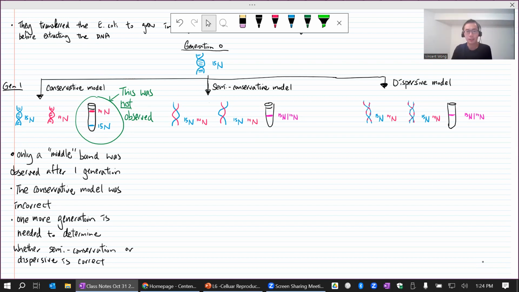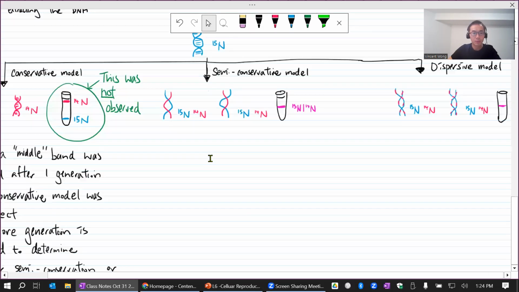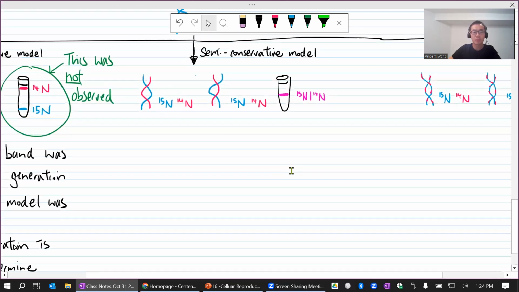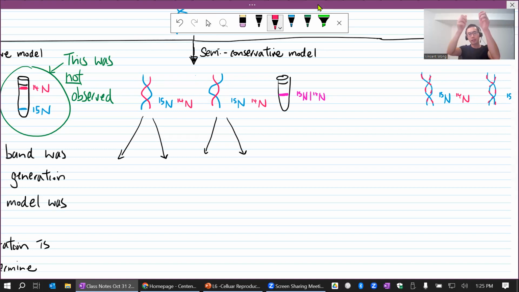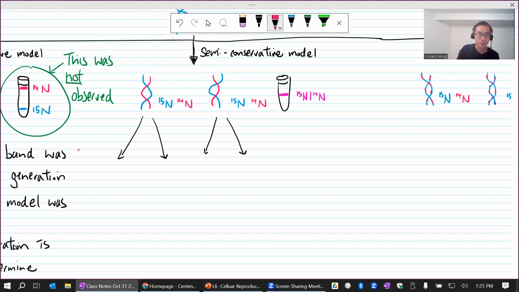All right, let's take a look at what happens if we do it for another generation. Let's focus on the semi-conservative first. This is going to make two more strands, and this is going to make two more strands as well. So in the semi-conservative model, we take the original DNA, which is already half red, half blue, and you pull them apart, so you would get this.